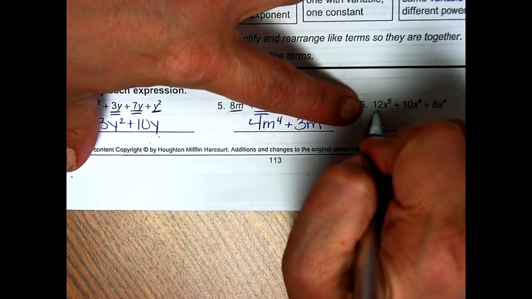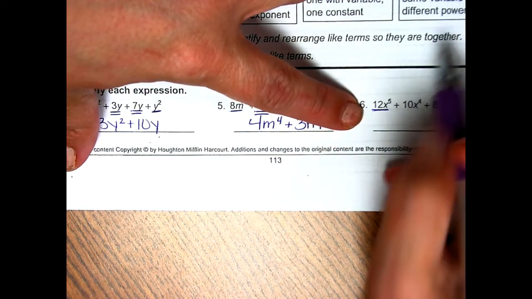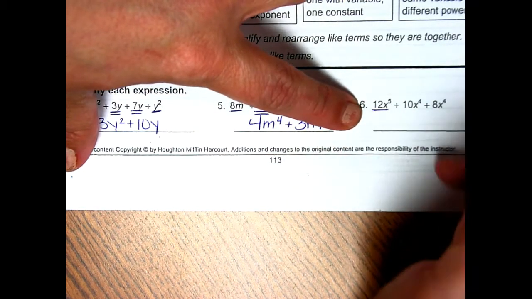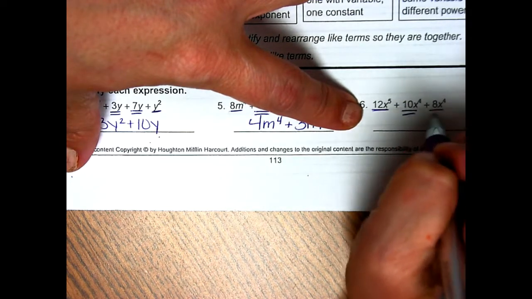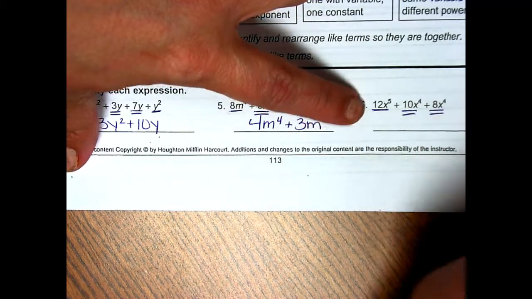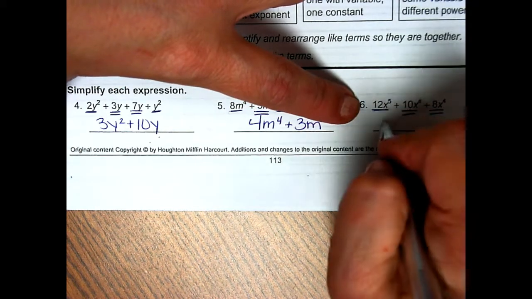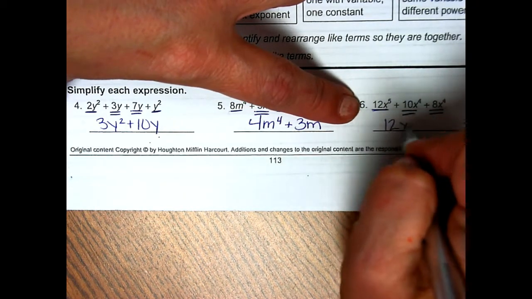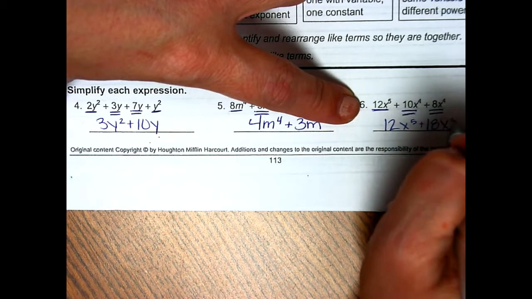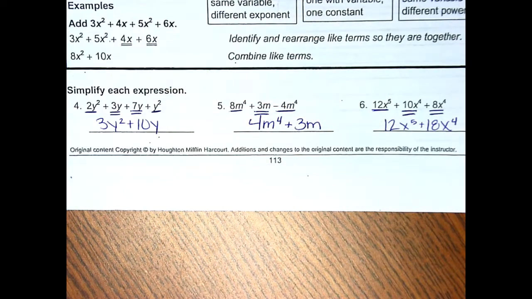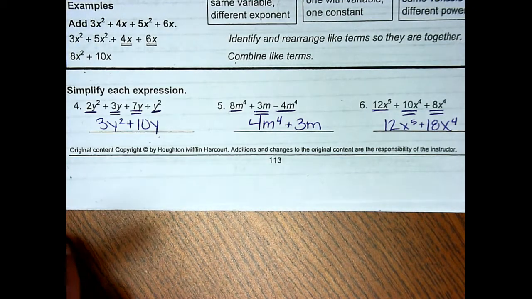Okay, my last one, put 1 line under 12x to the 5th, and there are no more of those. So 2 lines under 10x to the 4th and 8x to the 4th. When I know how to combine it, I just bring it down. So I have 12x to the 5th plus 18x to the 4th. Okay. I have a couple more examples for you.